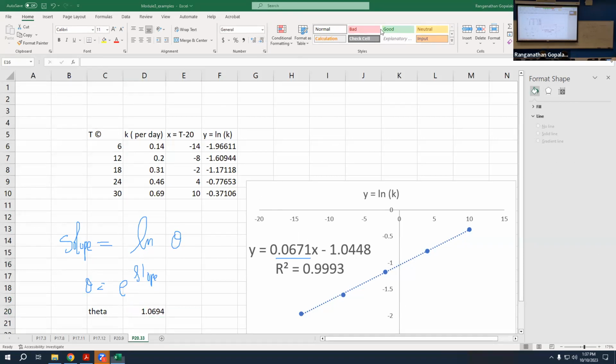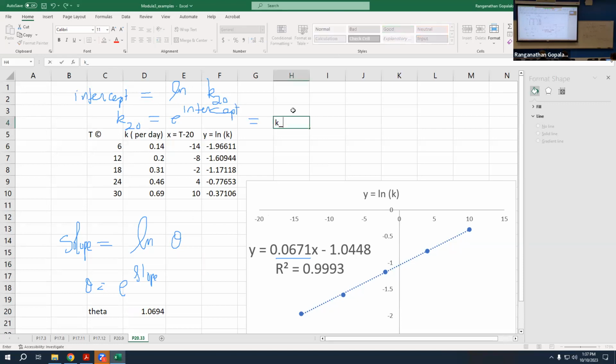And then I have my intercept. What is my intercept? It is equal to natural log of K20, which means K20 should be the exponent of the intercept, which is K20 equal to exponent of minus 1.0448, or 0.3518.